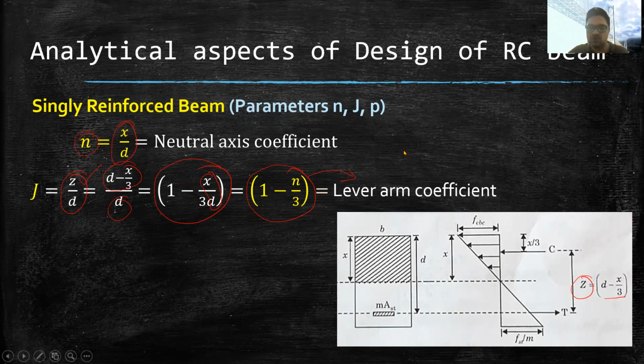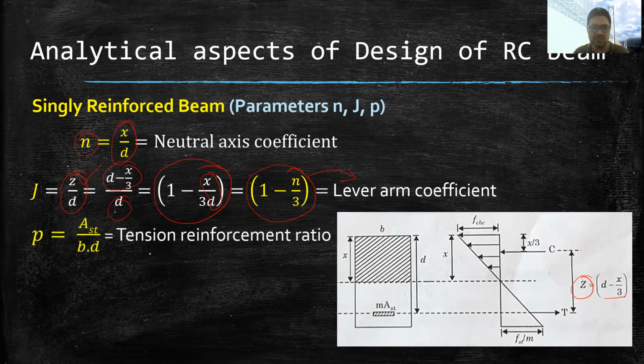Another parameter is called p. This p is called the tension reinforcement ratio. It is calculated by using the ratio Ast by B into D. Ast is the area of steel in tension, B is the width of the beam, and D is the effective depth of the beam. So this one is B and this one is D, and Ast is the area of steel in tension. This is how we find out the tension reinforcement ratio.